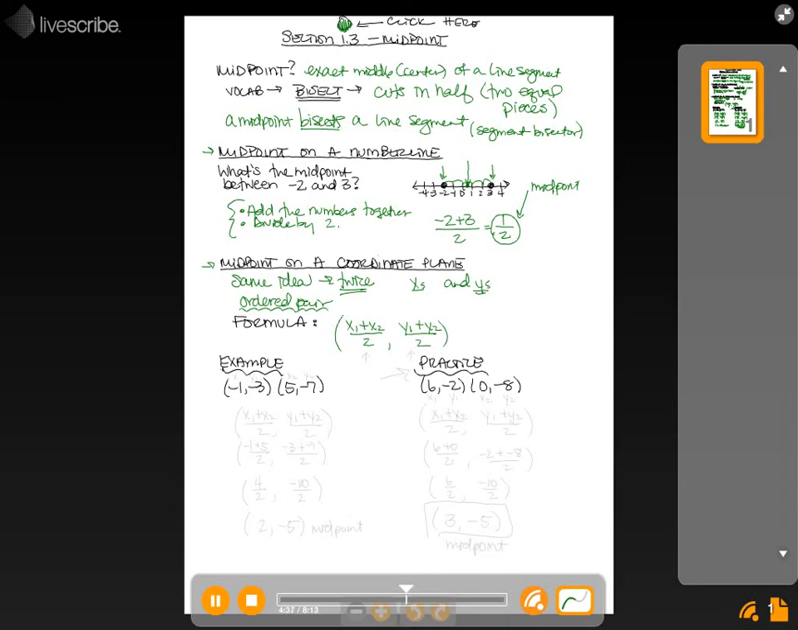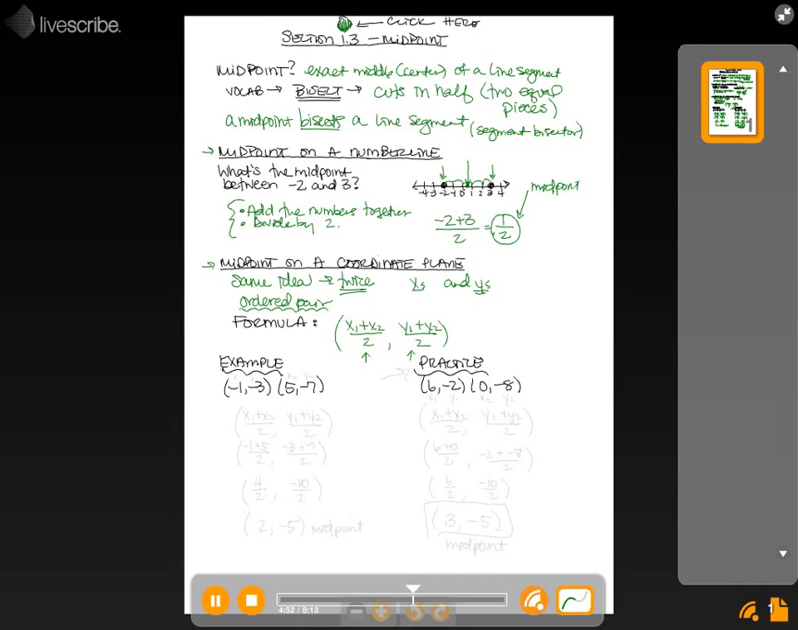We've done what we did up here for the midpoint on a number line. We've added our x's together, cut it in half. We're adding our y's together, cutting it in half. The difference is our answer is an ordered pair. Since we did it twice, we put them together in an ordered pair.